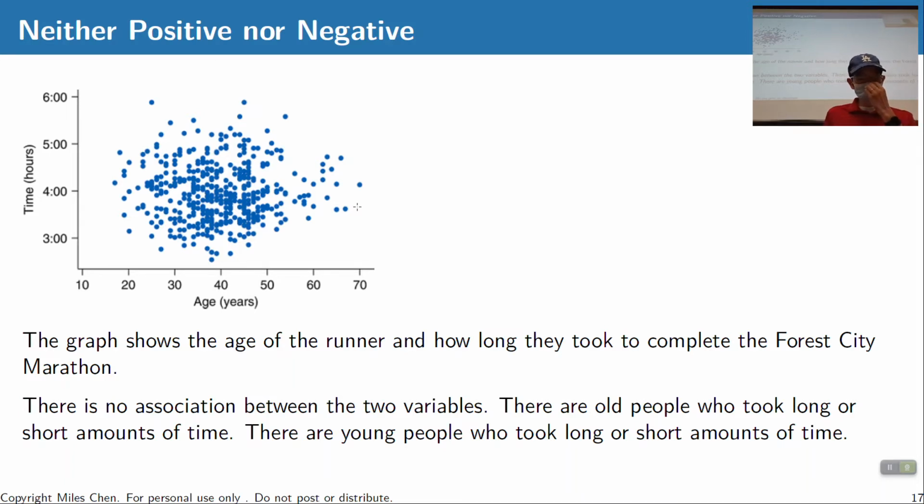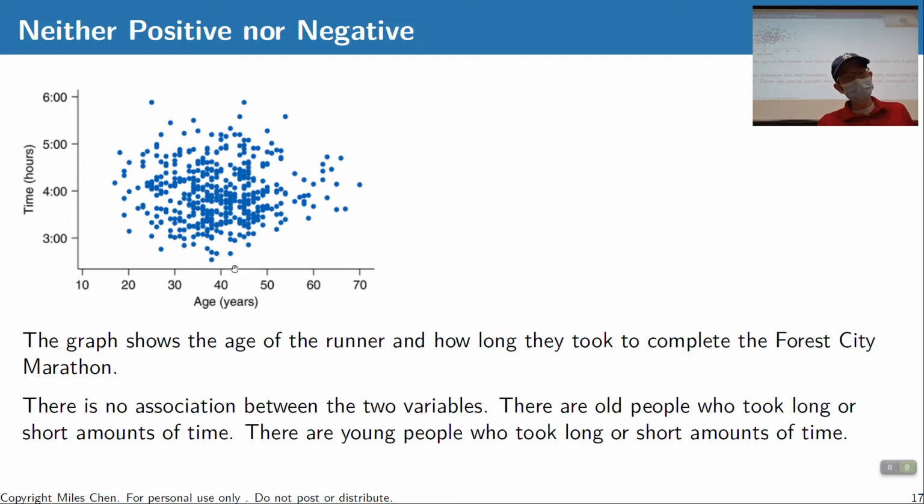All right, over here is an example of a relationship that is neither positive nor negative. Apparently Forest City had a marathon, with a bunch of contestants participating, and they recorded how long it took them to complete the marathon. They asked, is there a relationship between the time it took to complete it and the age of the person participating? And in this data set, there isn't a very strong relationship.